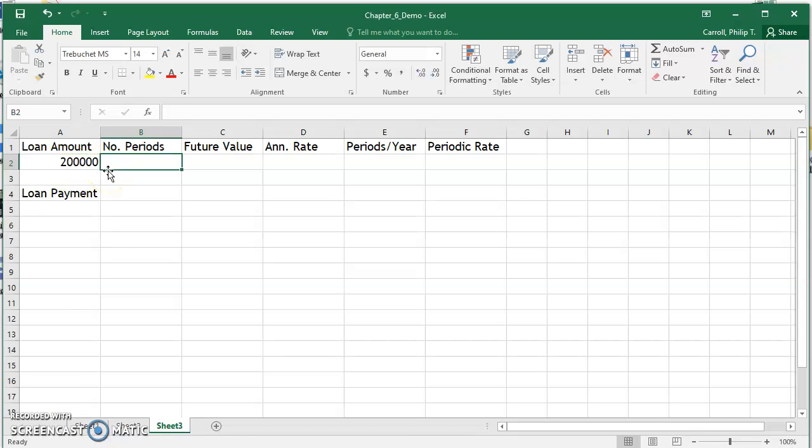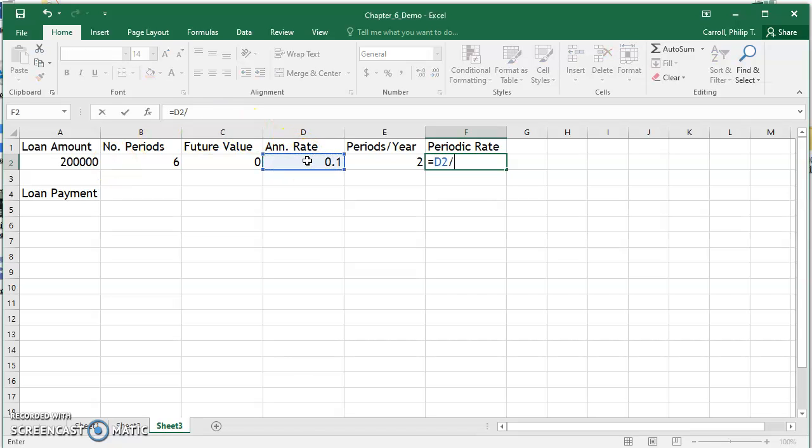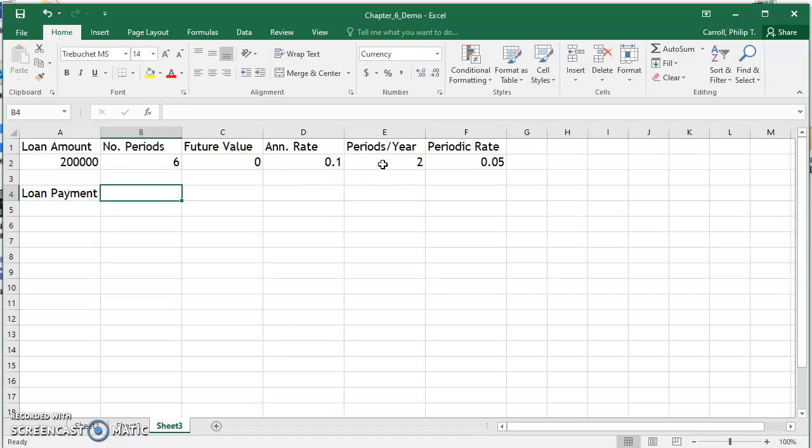All right, my number of payment periods. We're going to do this over a 3-year period with semi-annual payments. So that's going to be 3 times 2 or 6 total payments. The future value, we want to pay this thing down to nothing. We want to amortize. We want to fully kill off this loan. Our annual rate here, we'll call it 10%, so 0.10. Excel drops the 0, it's not a big deal. We have 2 payment periods per year. Our periodic rate, and again, I will calculate it, even though this time around there's no rounding or anything. So 0.1 divided by our 2 times per year, it is in fact 0.05.